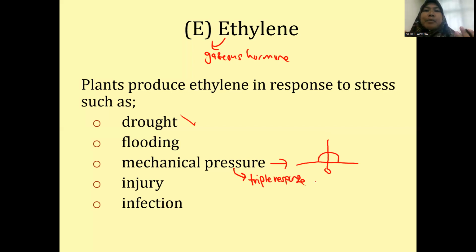Okay, what is the triple response? To cut it short, this seed will germinate this way, right? Laterally and then upward. Okay, for further details you can read from the textbook.